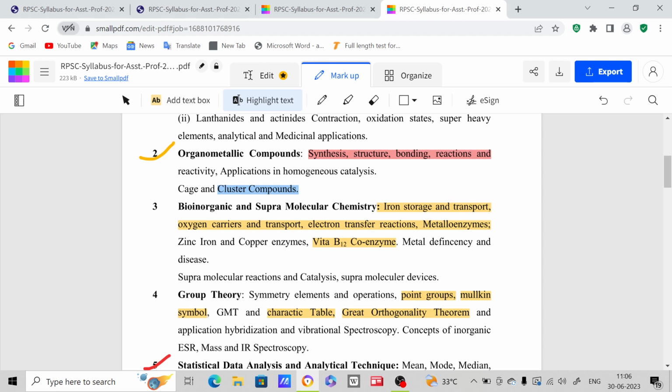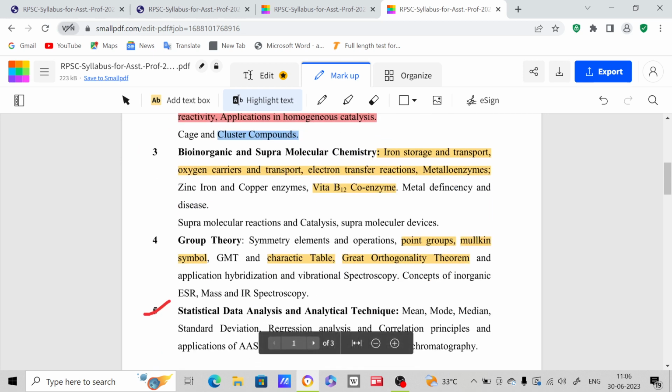We have important reactions in organometallic compounds. So just your CSIR NET notes is more than enough, and focus on cluster compounds. That is, you just have to find out the structure and metal bonds using these cluster compounds, right? So this organometallic chapter is very easy. Your CSIR NET and GATE material is more than enough.